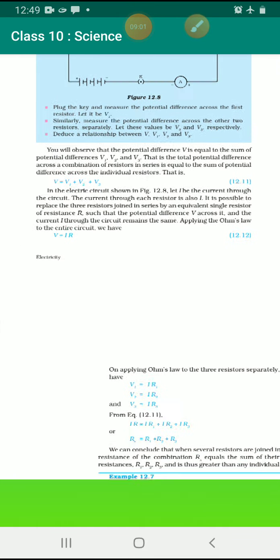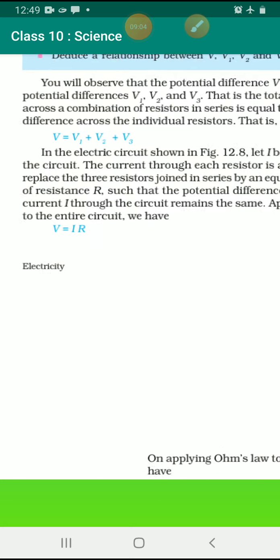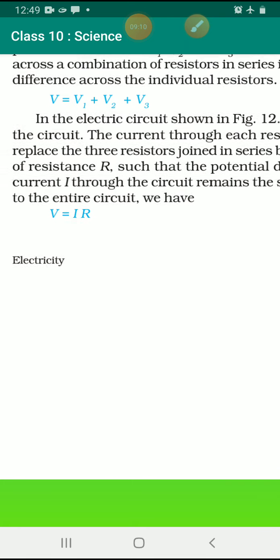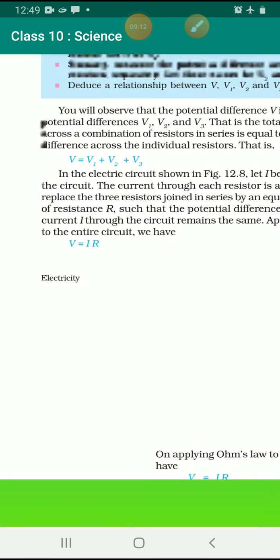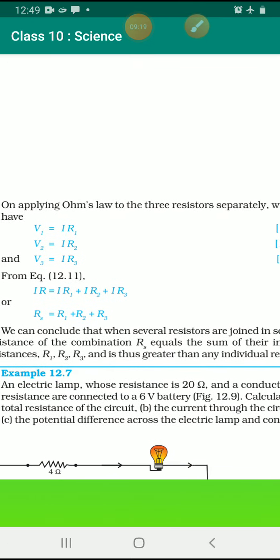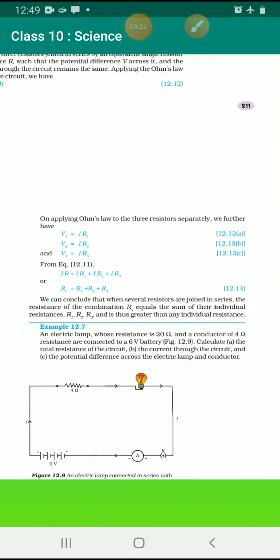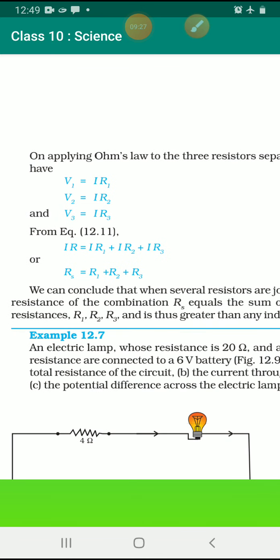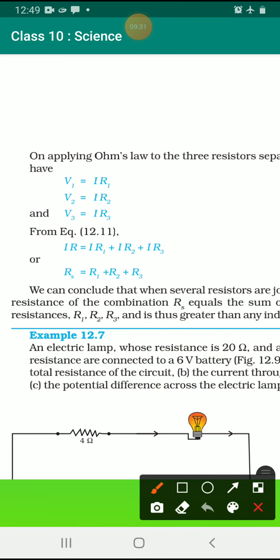We know the formula: potential difference V is equal to I into R. We discussed this formula in the previous class. According to this formula, we can substitute values by applying Ohm's law separately for the resistors. V1 is equal to I into R1 for the first resistor, V2 is I into R2, and V3 is I into R3.